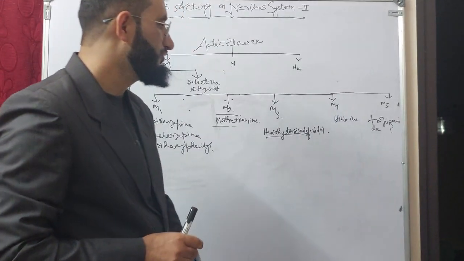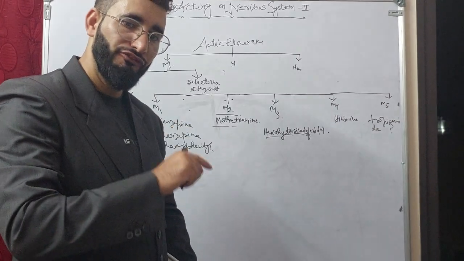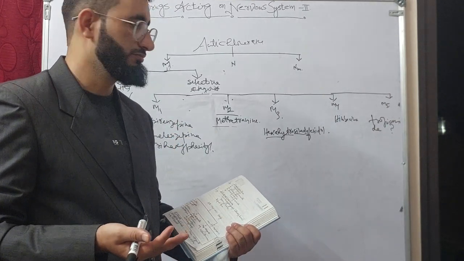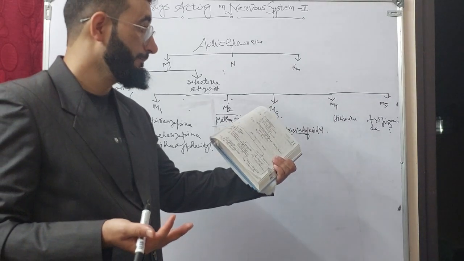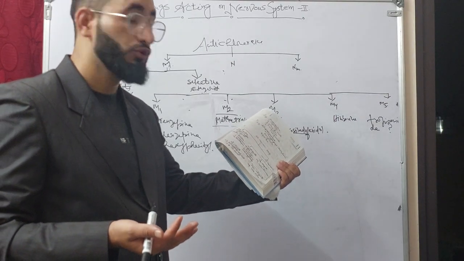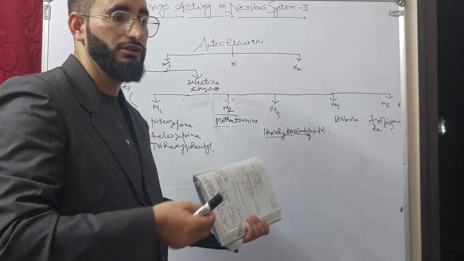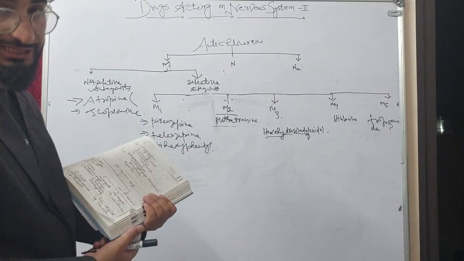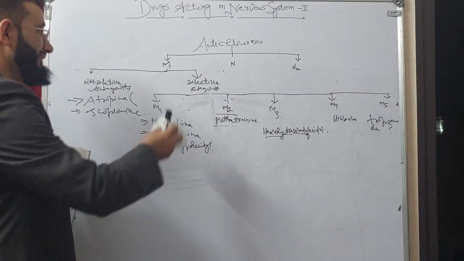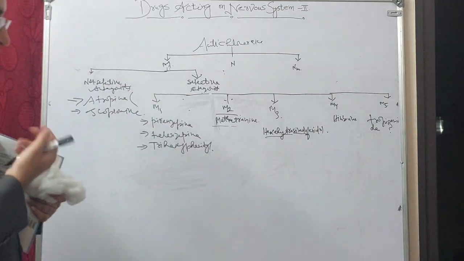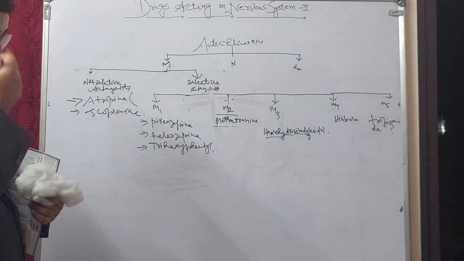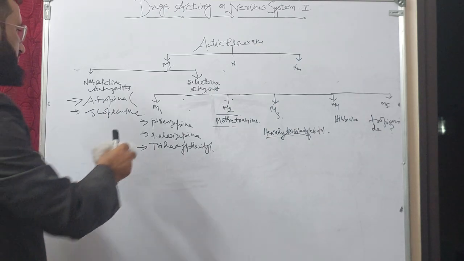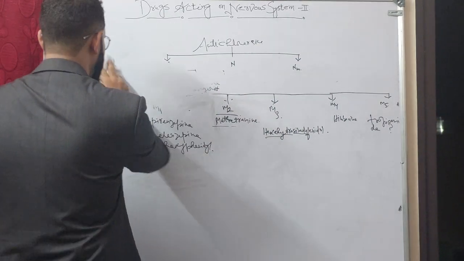Then for M4 we have himbacine, and M5 is still under development, but some of the literature has shown that tropicamide is showing selectivity on the M5 receptor. So these are the muscarinic receptor antagonists. You can take a screenshot if you want to. Okay, and then we have the second one.